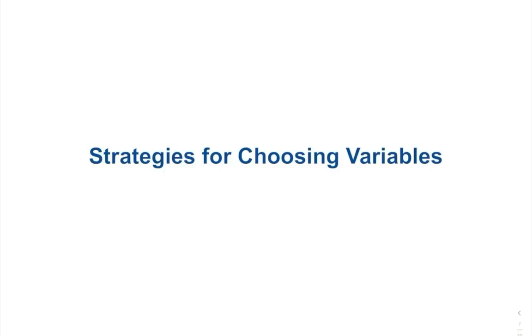Given a problem, there are multiple ways to define variables. Some ways may make the calculations a little more complicated. Some other ways will make the calculations less complicated. So what strategies do we have for choosing variables? Let's look at some examples.